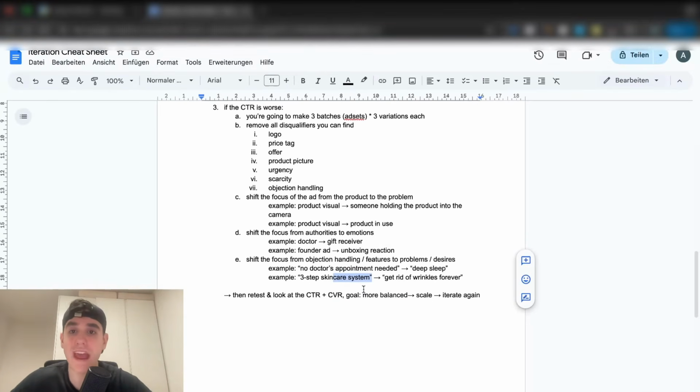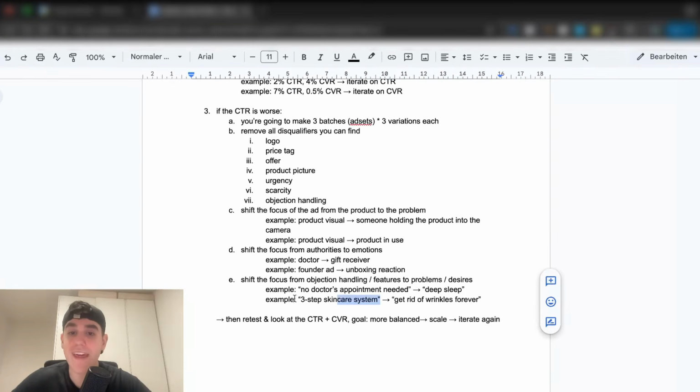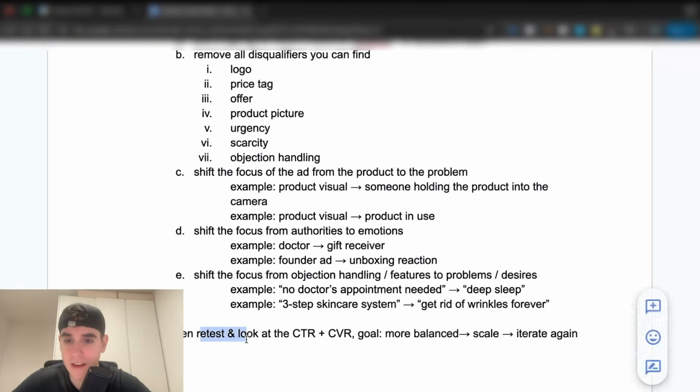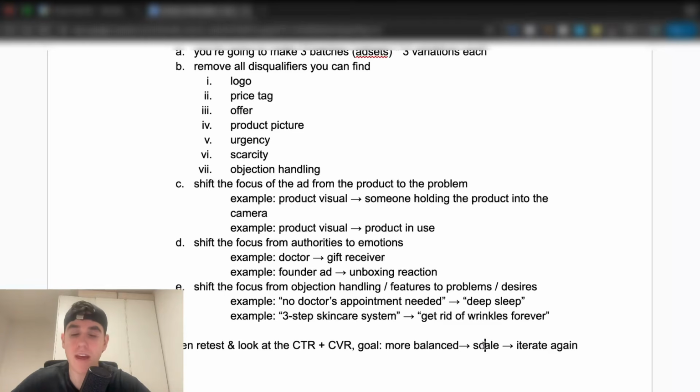We want to get rid of every single disqualifier that we can find. And then when we have those 3 batches times 3 variations each, we're going to retest and then look at the CTR and conversion again. The goal is a more balanced CTR conversion rate, and then we're going to scale again because then the ROAS is going to be better again. And when it breaks below 3, what do we do? We iterate again, and we go back.